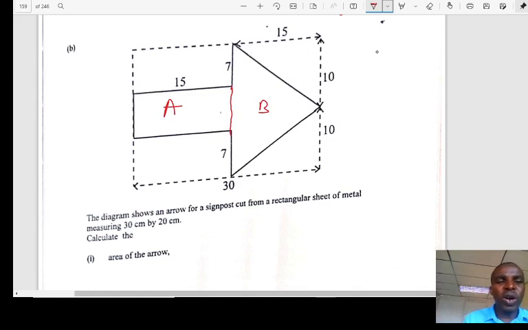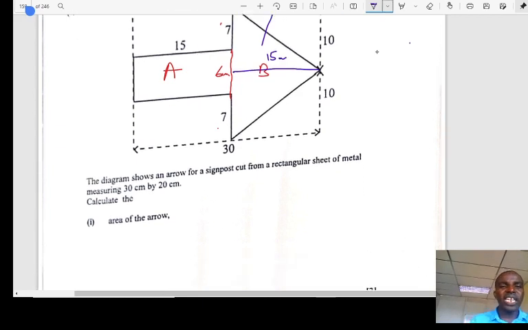So shape A, what is the width now? Right, this one is 7, this one is 7. So 7 plus 7 is 14. 14 from 20 is 6. So this one is 6 centimeters. That's the width of this rectangle. Then on your triangle, what is your height here? Height from this point to this point, which is 15, is the same as that one, right? So it's 15 centimeters.